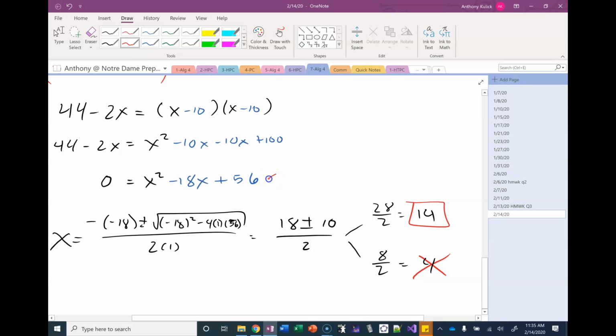Just FYI, I would have factored this, because -7 and -8 multiply to give you 56 and add to give you -15. Would have been a little bit less work maybe than the formula, but the formula's fine.